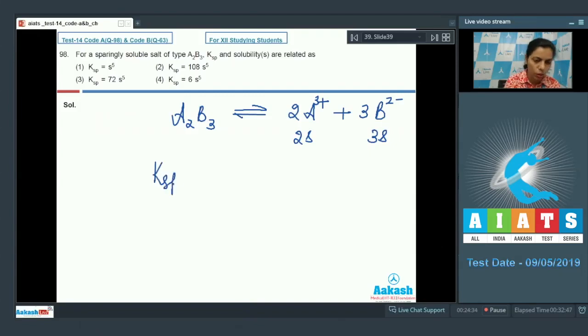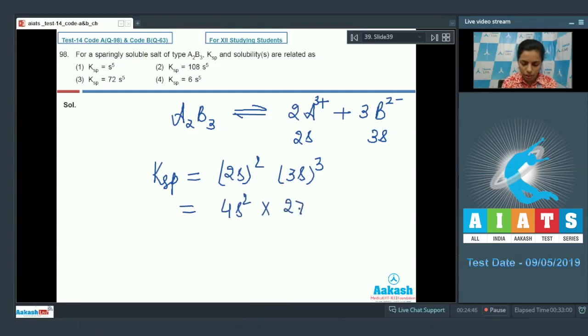So what would be the Ksp value? That is equal to 2s raised to the power 2 and 3s raised to the power 3. So this becomes 4s square times 27s cube. So this would be 108 s raised to the power 5. This would be the Ksp value for this salt, and now this is the relation. Ksp is equal to 108 s5. So the answer becomes option 2.